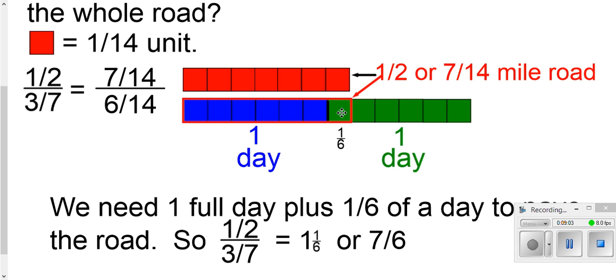We only need one of those 6 pieces of that second day, so we get 1 day in the blue, and one of the 6 pieces of the green. So we get 1 and 1/6, or if you count the individual pieces here, you get a total of 7 of those 6 pieces.